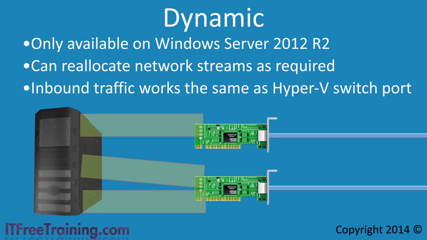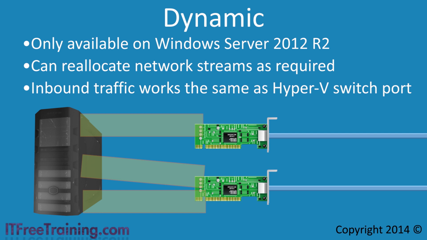Inbound traffic works the same as Hyper-V switch port. If you are using virtual machines with different MAC addresses on the server, traffic can be routed using the same network adapter just like it could with Hyper-V port. If you want better load balancing control over incoming and outgoing packets, you will need to consider a hardware-based solution.